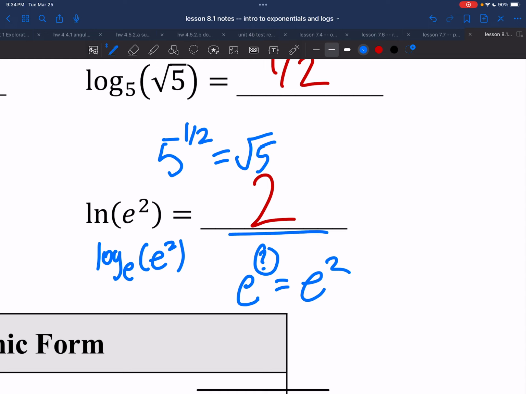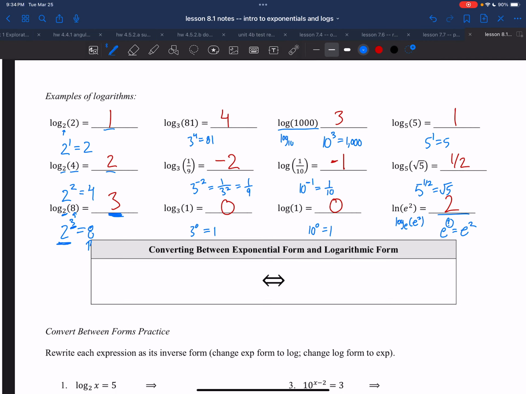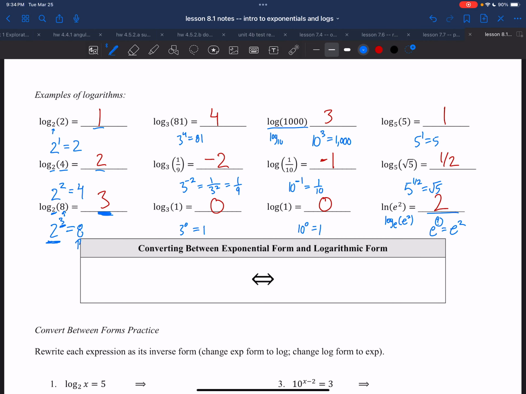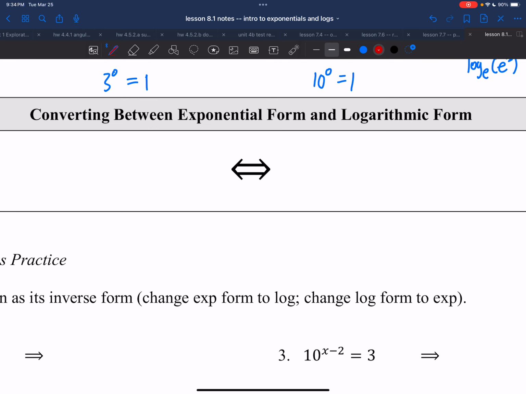Yeah? So all of these results are just the power that you would put on the base to get the thing inside. Yeah? And that's it. That's all logarithms really are. They're an inverted way, because they're literally inverse functions of exponentials. They're an inverted way of expressing exponentials. Okay? So, converting between exponential form and logarithmic form. How do you associate between the two?